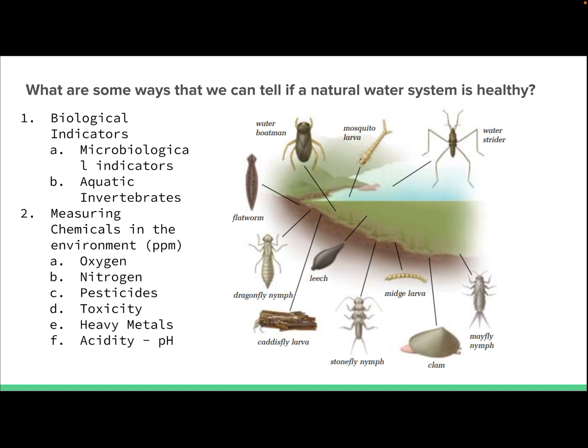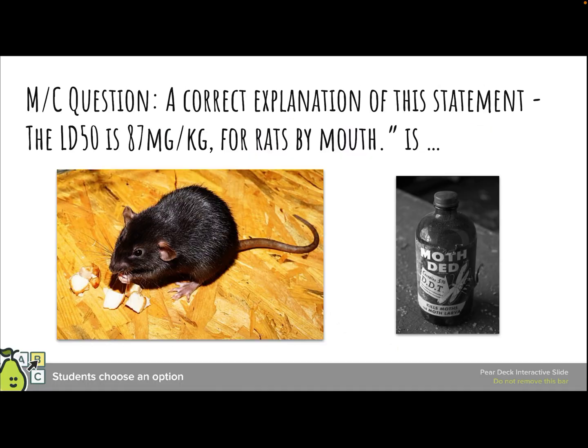We're going to want lots of microbiological indicators, so lots of small microscopic organisms as well as small aquatic invertebrates. The smaller the organism, the more affected by pollution. So if there's very few of them, it means that it's polluted water. We need oxygen, we need nitrogen. We want to make sure there's not very many pesticides and that the toxicity is low. We would not want a lot of heavy metals. And for acidity, we want to make sure that the pH is 5 or greater.